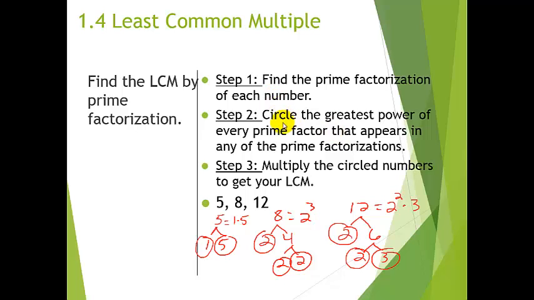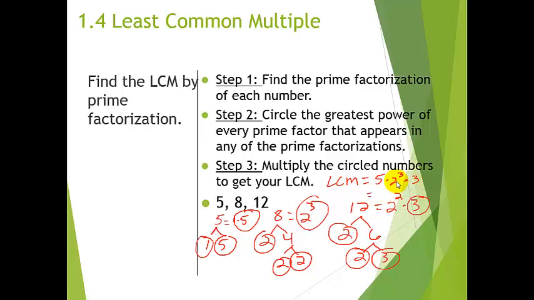Then I circle the greatest power of every prime factor. So for my LCM, I only have one 5, but that's a factor, so that has to be in there. I have 2 to the third, and I have a 2 to the second, but the highest power is going to be 2 to the third. And then I have a 3. So this is going to be your LCM.